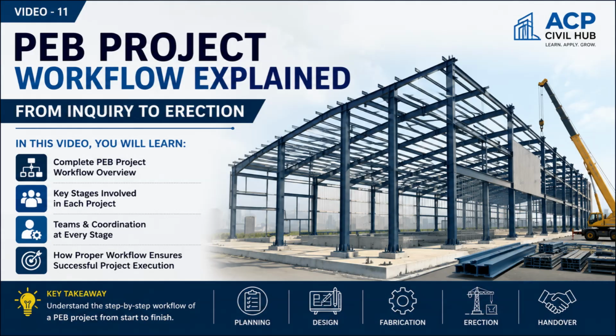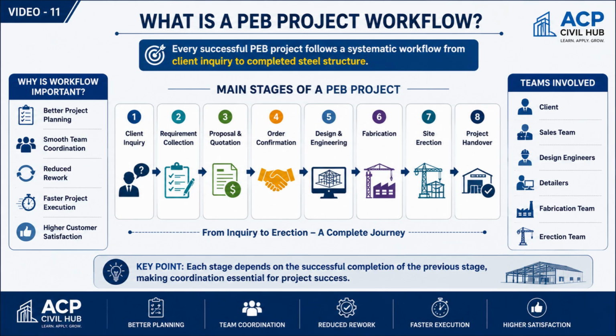In this video, we will learn each stage step by step in a simple and practical way. So, let's begin. Before we understand each stage individually, let's first look at the complete workflow. Every PEB project starts with a client inquiry and then moves through requirement collection, proposal preparation, order confirmation, design and engineering, detailed drafting, fabrication, site erection, and finally project completion and handover.